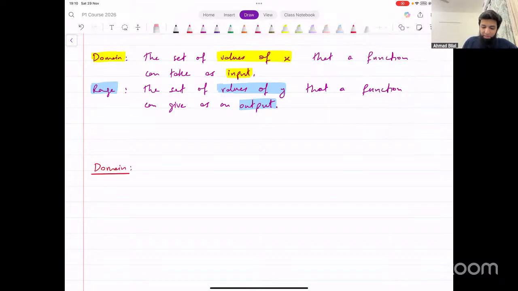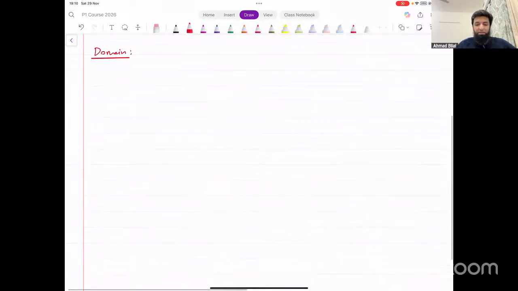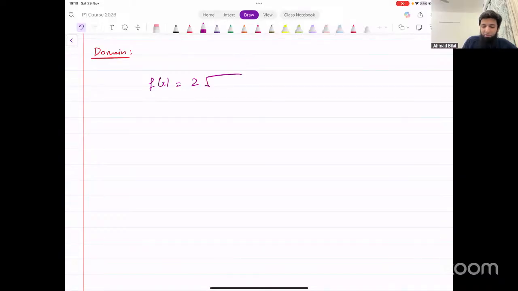Let's suppose I have a function that looks like this. I have a function like this, f of x equal to 2 into square root of x plus 3. It's defined like this.